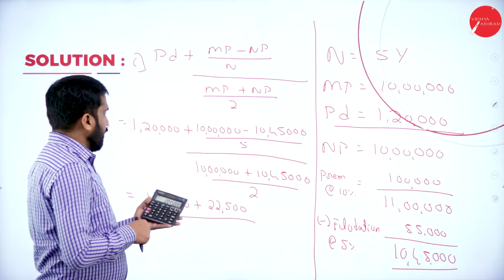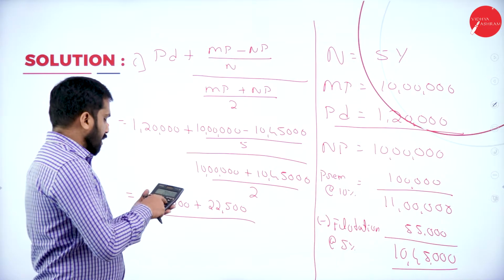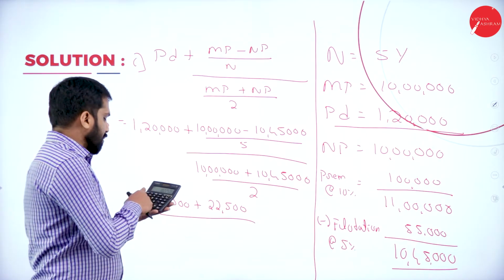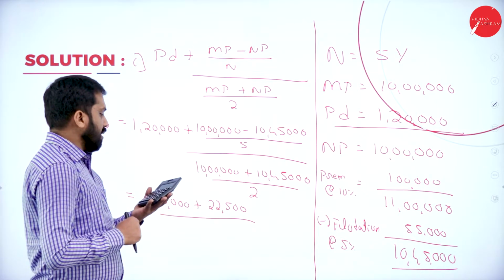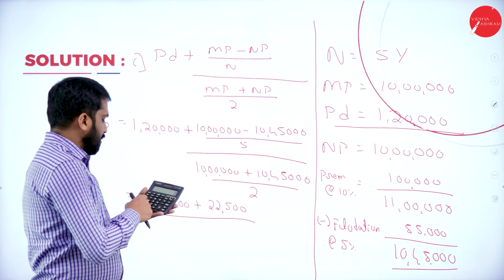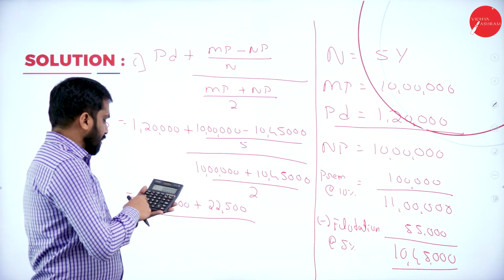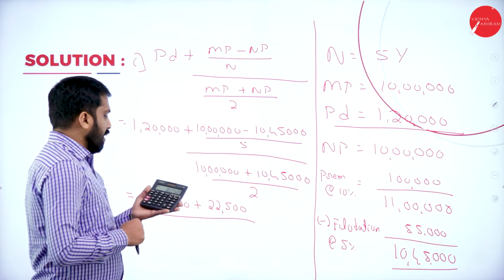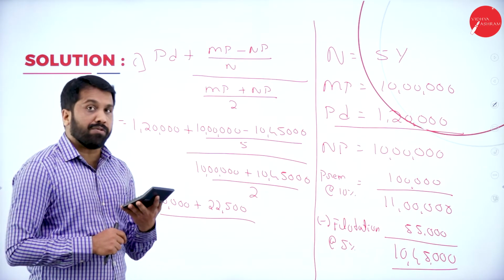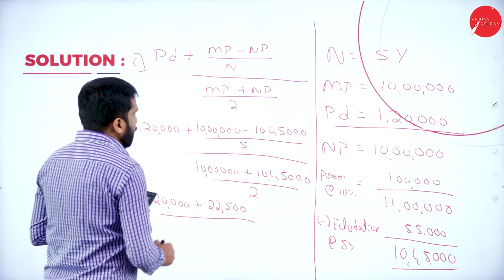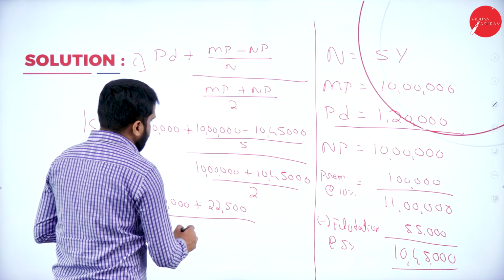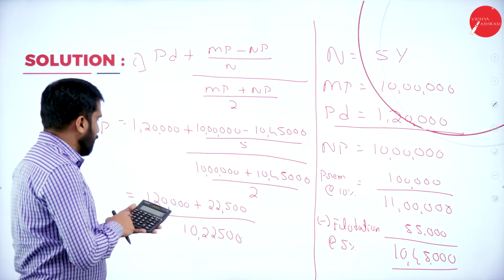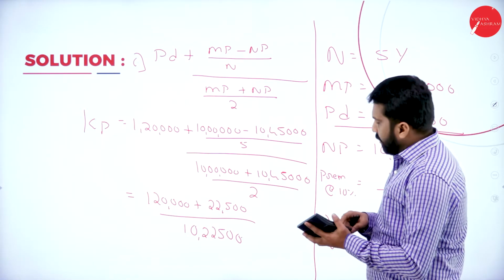So you will get the average, divided by 2. I'll get 1,22,500 something, divided by 2. This will be around, I'll check it once. 10 lakh plus 10 lakh 45,000 divided by 2. I got around 10 lakh 22,500. Now, 10 lakh 22,500 will be the answer.